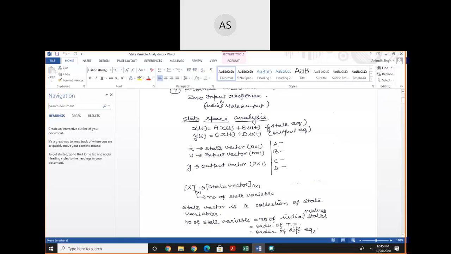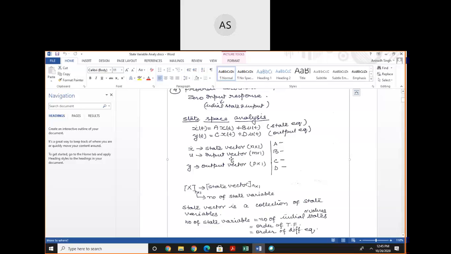State space analysis. dx by dt is equal to A x of t plus B u of t. This is known as the state equation, and y of t is equal to C x of t plus D u of t. This is the output equation. Then we find out what are dx by dt, u, y, A, B, C, and D.